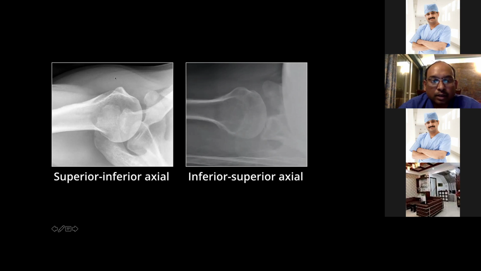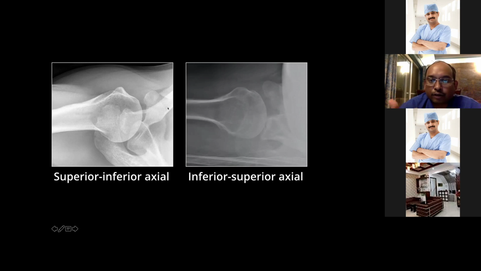That means when we talk of any radiograph by the specific name or position, the first name which comes is the place from where the X-ray beam is being projected. So if it is a supero-inferior axial view, then the beam of the X-ray is from superior, whereas the cassette is lying inferiorly. Similarly, in case of the infero-superior axial view, the projection of the X-ray will be from the inferior aspect and the cassette will be lying in the superior aspect.